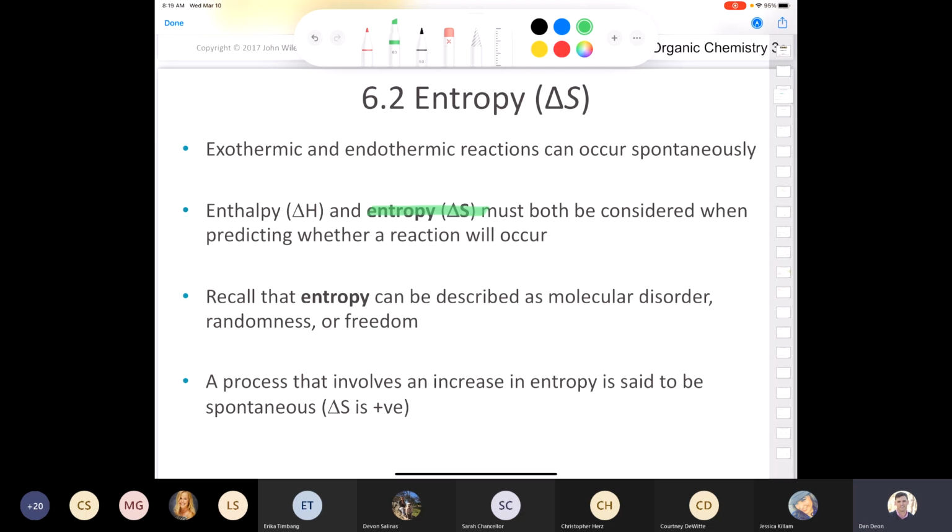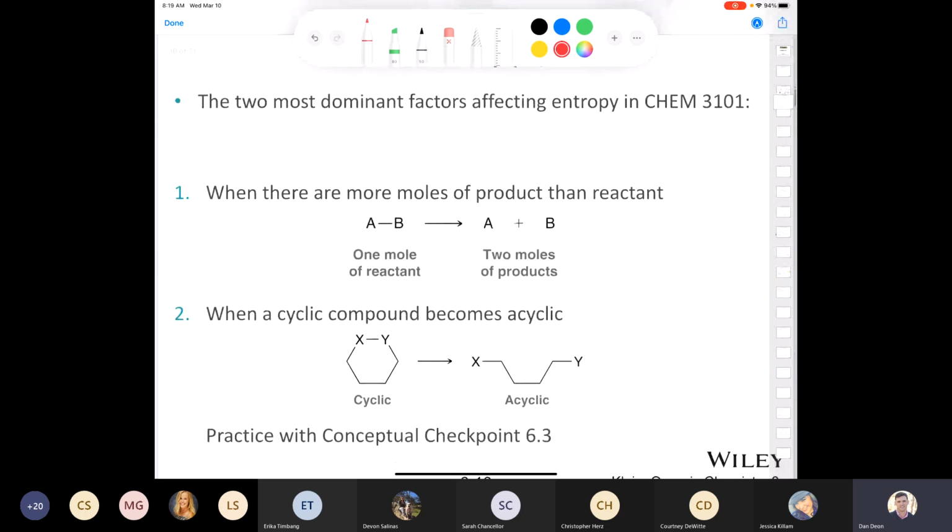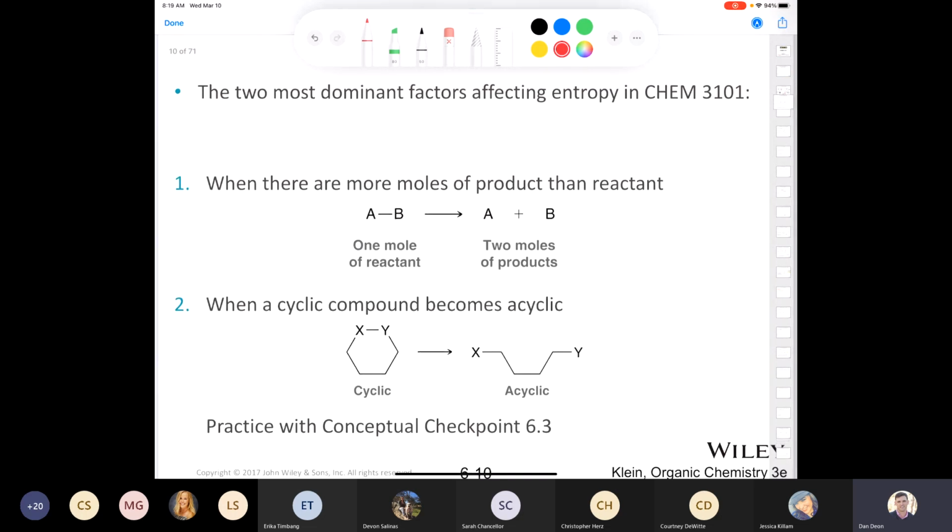In order for a process or a reaction to be spontaneous, it has to have a positive entropy term. So that means the entropy has to be increasing for the reaction. Again, I know you're aware of what entropy is. If you went back to General Chemistry 2 and looked at your thermodynamics chapter, you did a lot of calculations with entropy. Well, I can simplify entropy even more for you in organic chemistry, because in Chemistry 3101, you're basically going to look at two scenarios where you have to evaluate the entropy of a reaction.